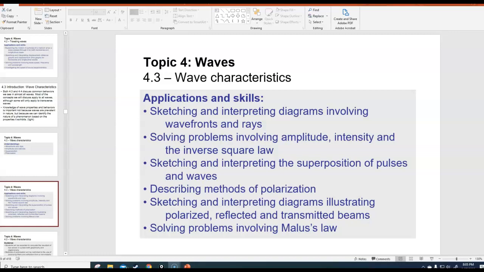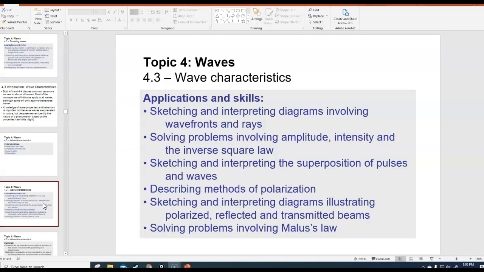You must be able to solve problems involving amplitude, intensity, and the inverse square law. We'll talk about that here in the next few minutes. You must be able to sketch and interpret the superposition of pulses and waves. Describe methods of polarization. Sketch and interpret diagrams illustrating polarized, reflected, and transmitted beams, and then solve problems involving Malus's law. And those last three all have to do with polarization. So in this video, we're probably only going to talk about the first two, maybe the first three of these.